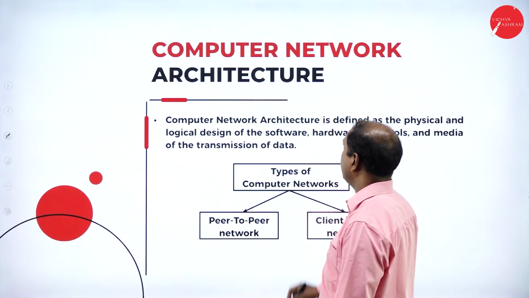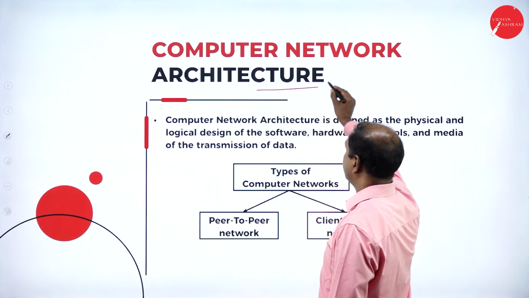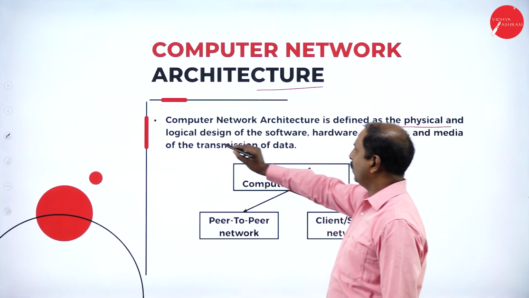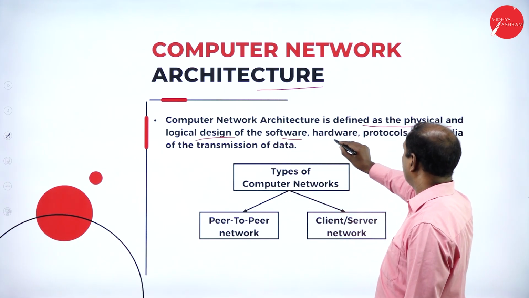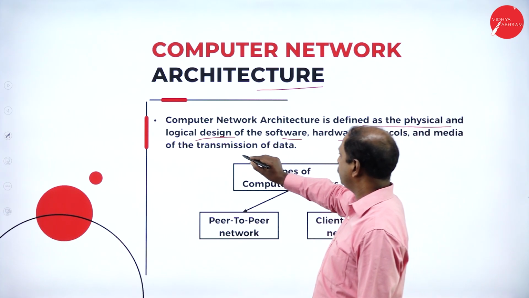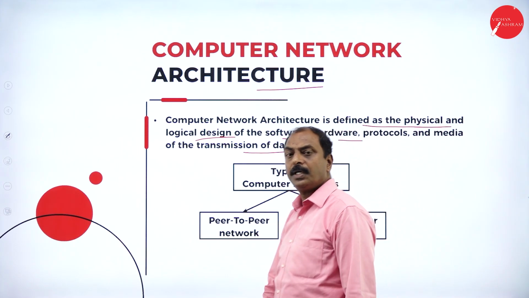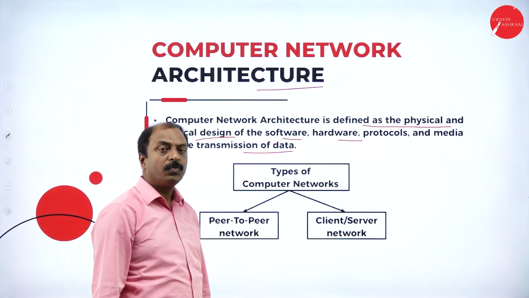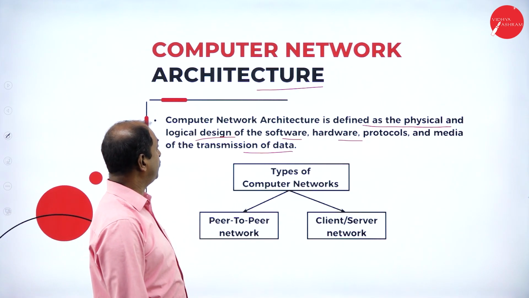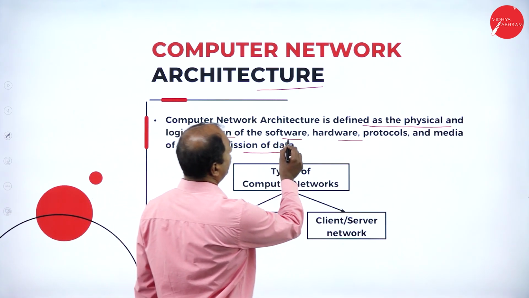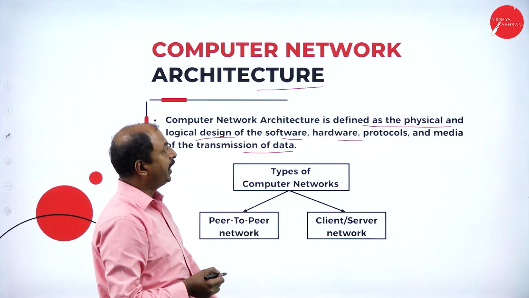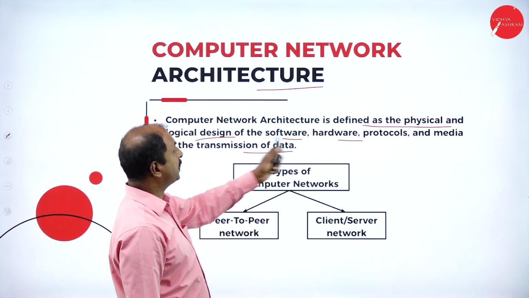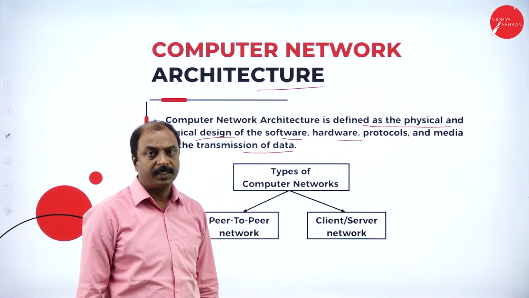In the next slide, we will see what is the meaning of computer architecture. Here it is defined as the physical and logical design of the software, hardware, and protocols and media of transmission of the data. So here the architecture means how the computers are connected in a network for the purpose of communication. Also it deals with the design part of the software, maybe different types of hardware and related protocols and media and different transmission media. All these together form a computer architecture.